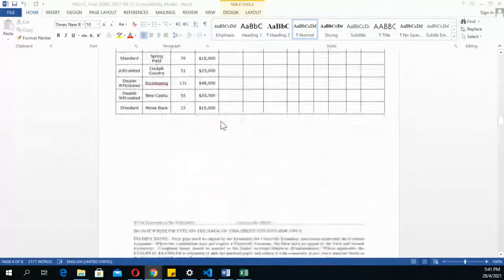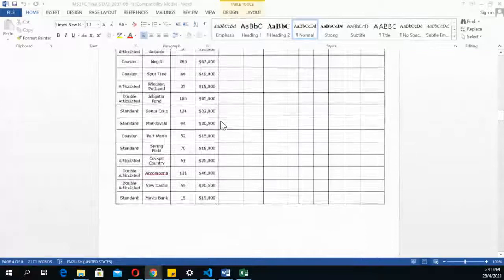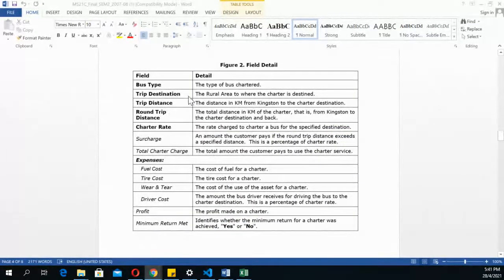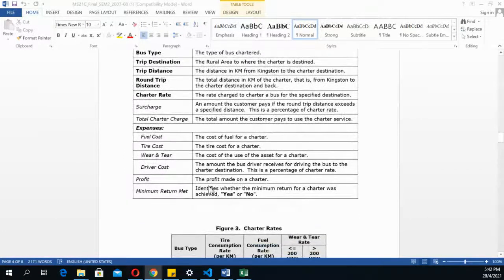And then we have the log that they ask us to create. So let's go further now to the details. After you've been given the log which you are to create, they'll basically give you further explanation or details for the log, outlining what each field is for, and you want to read through so you understand what is being asked, right? So we have the charter rate. The rate charged the charter bus for the specified destination, so that's a given. The amount the customer pays, so the surcharge. The total charter charge, they said this is basically the surcharge plus the charter rate. Then we have these expenses that we need to calculate, so fuel costs, tire costs, wear and tear, driver costs, and then the profit. So it would be everything you charge the person minus the expenses, and that will give you the profit. And then you need to determine whether or not the minimum return was met, a yes or no for that one.